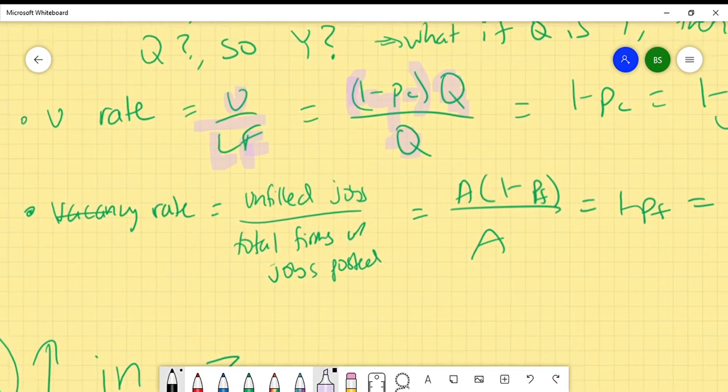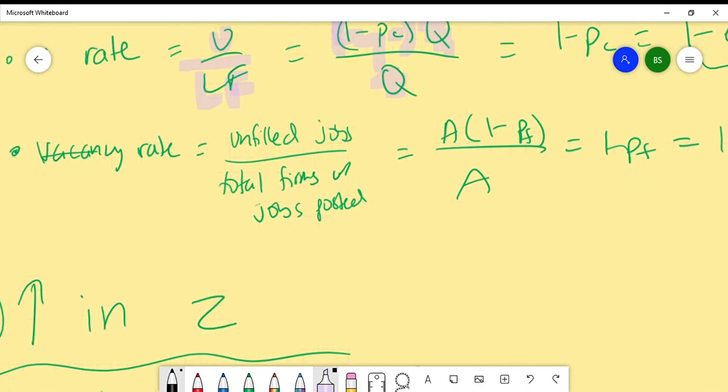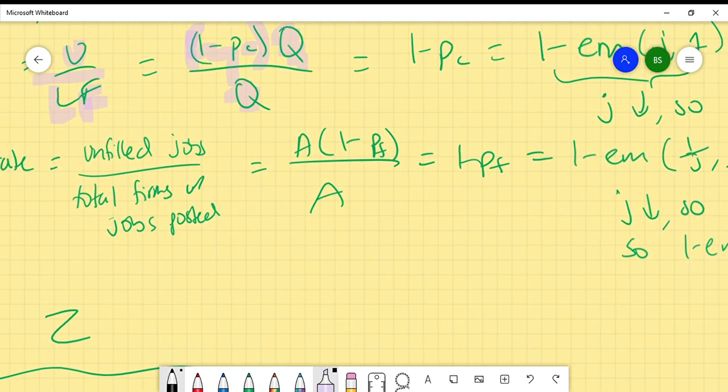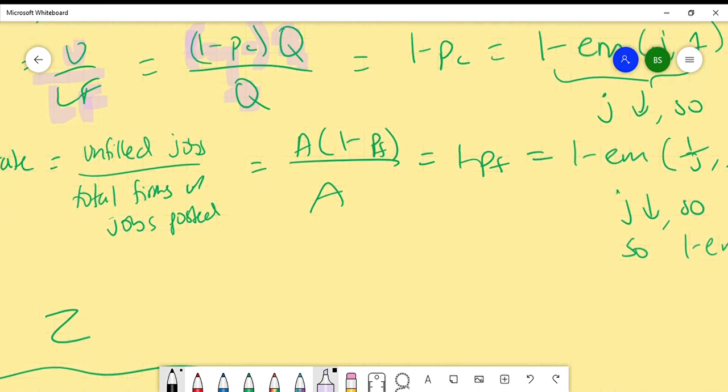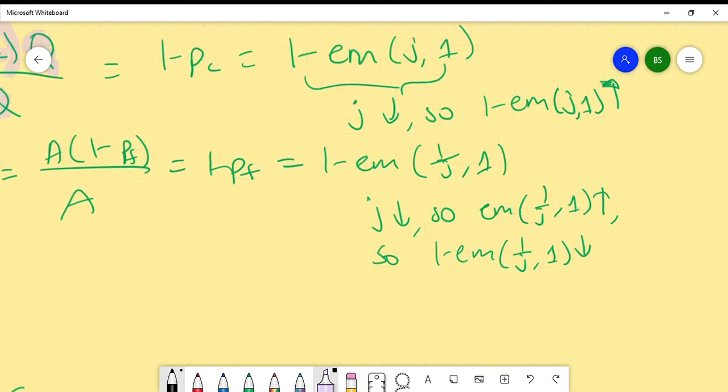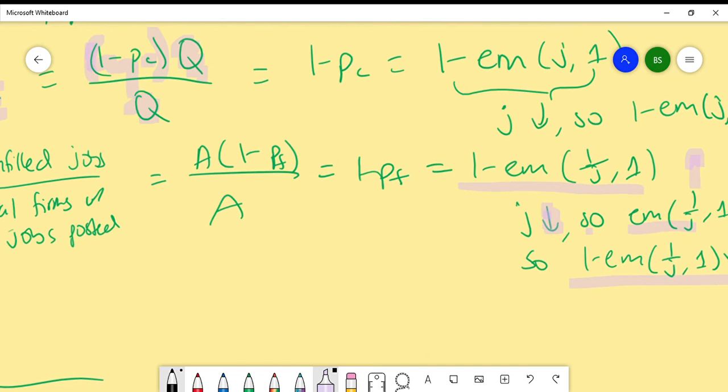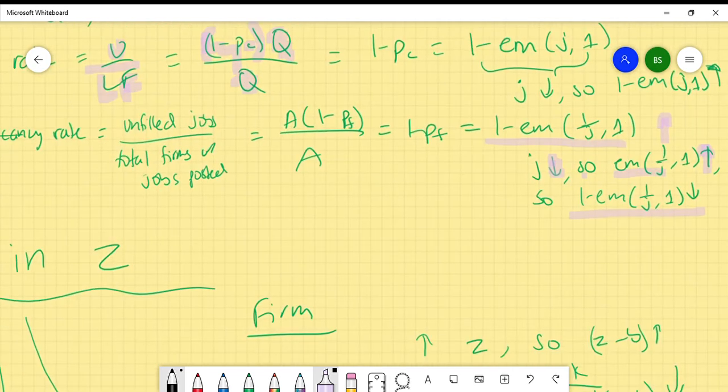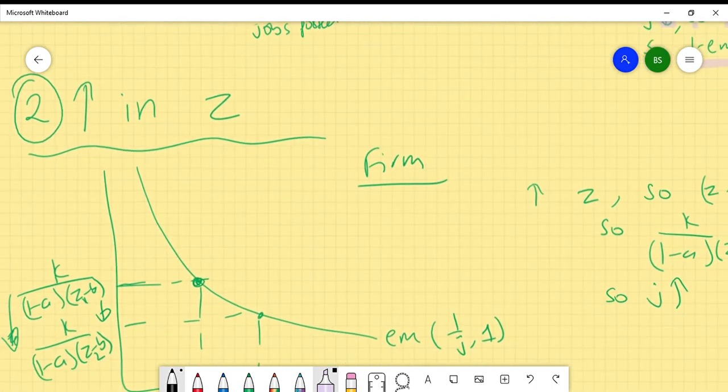And then next we're going to look at the vacancy rate. The vacancy rate is the unfilled jobs over the total firms with jobs posted. So that is A times P, 1 minus PF over A, equals 1 minus PF, equals 1 minus the whole matching function. Here we have J decreasing, so 1 minus J increases, so this EM thing increases. So 1 minus EM decreases. Cool. So that is the total effect of an increase in B.